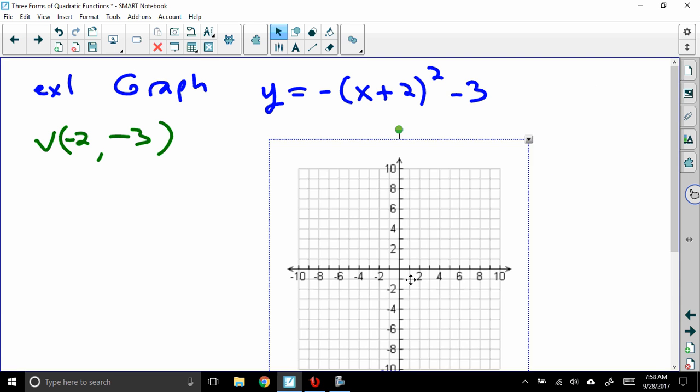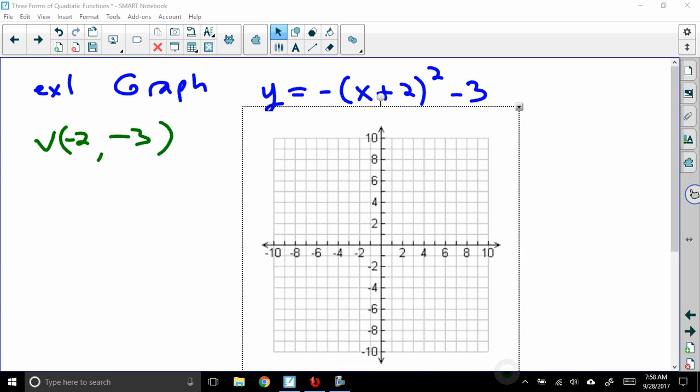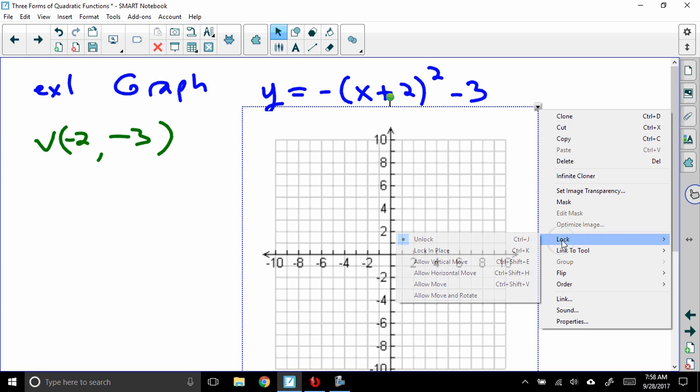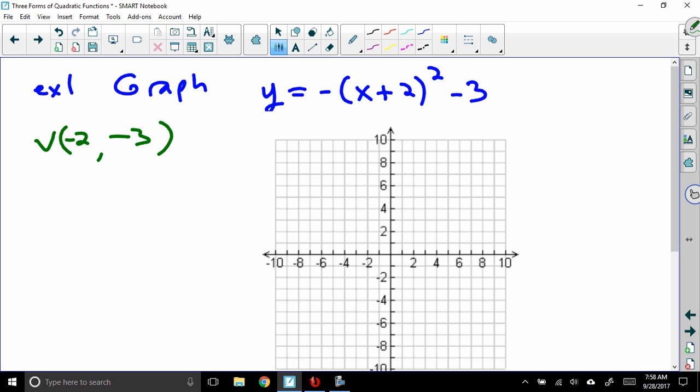And I know it seems like, oh my gosh, is this all we're going to do this year? No, believe me, we're going to do a lot more. So the vertex is at -2, -3. There's my vertex.